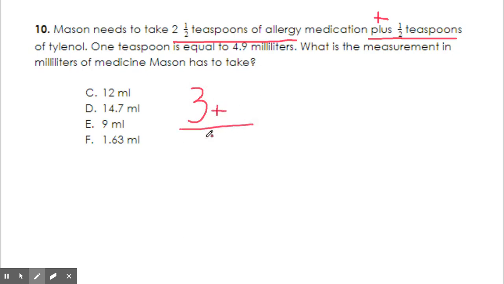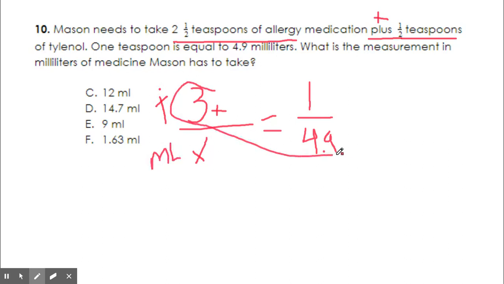We want to know what that is equivalent to in milliliters. This we don't know. But we do know that 1 teaspoon equals 4.9 milliliters. This is using a proportion to find a missing piece. So right here, this is our teaspoons, and this is our milliliters. So to find this missing piece, I would do 3 times 4.9.